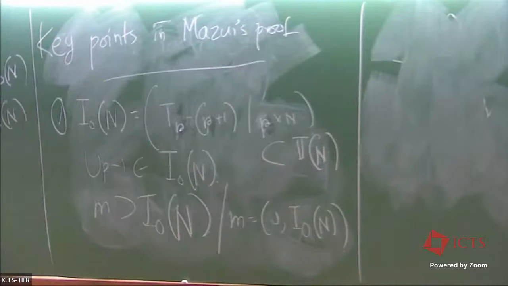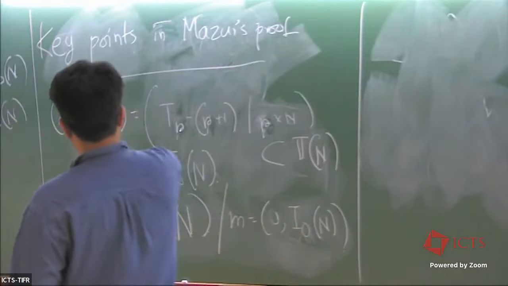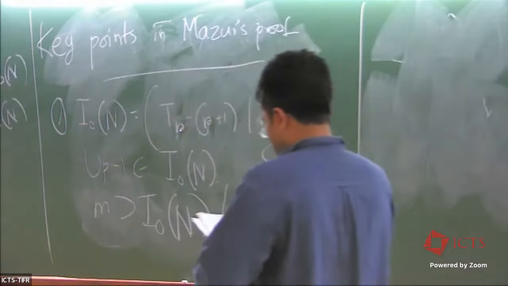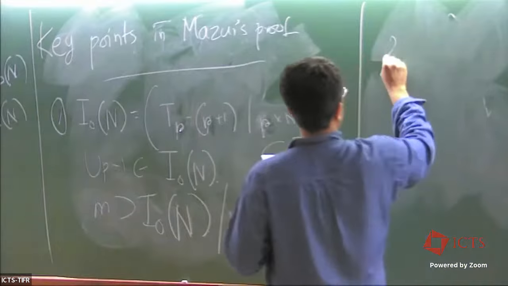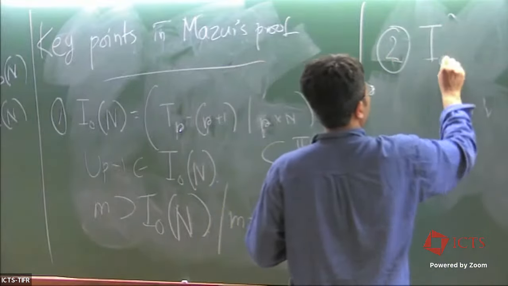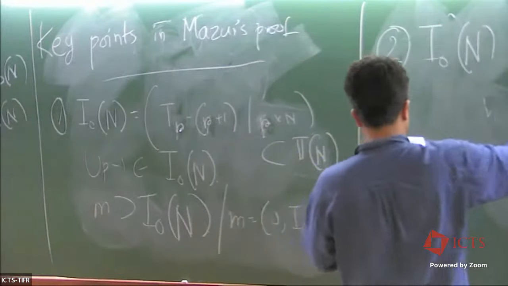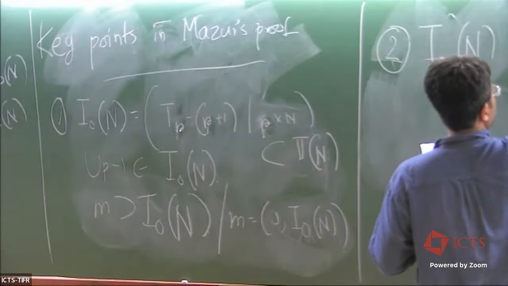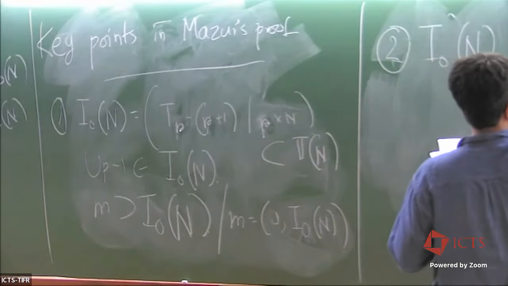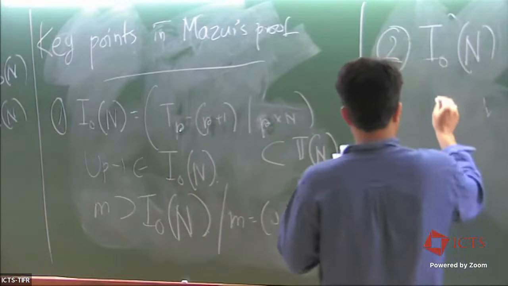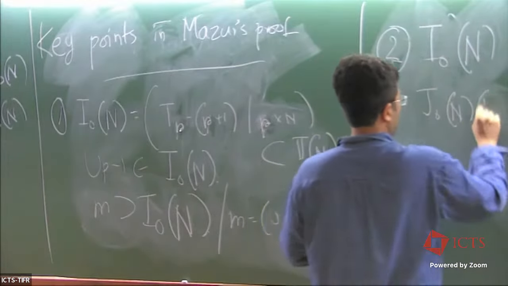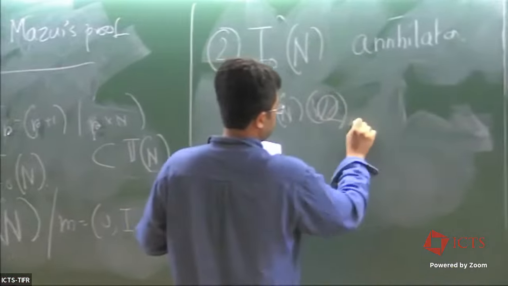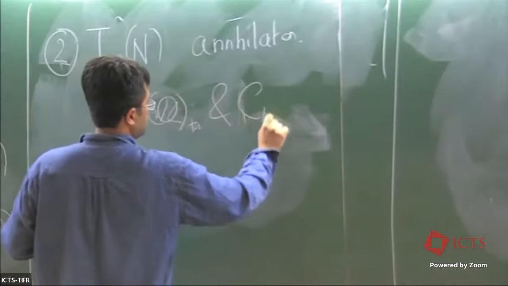Okay, so yeah, and then P is the level. So now it is P is n. So EP minus 1 is this. Okay, so the second step is this I naught of n, and here let's take this J naught of n, both this tau and the Shimura subgroup.